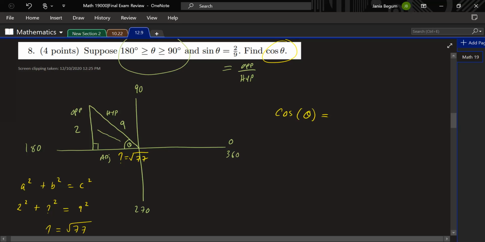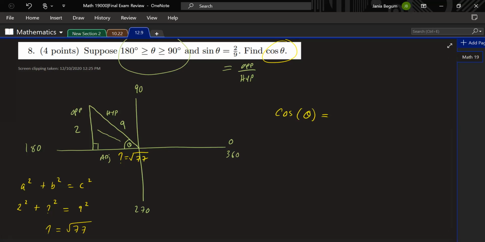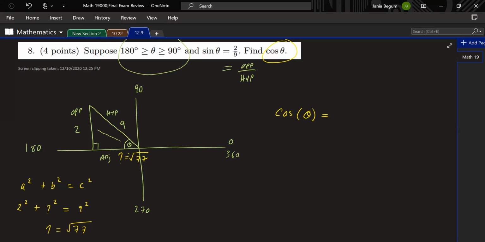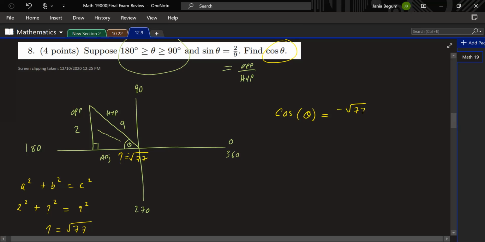Cosine theta, well, cosine is adjacent over hypotenuse. Now keep in mind that your adjacent side is sitting on the negative x direction. So the question mark is actually negative square root of 77, okay? So keep that in mind when you have an angle right on the xy plane, because once you're beyond the first quadrant, some of the sides are going to have a negative sign. So you have to keep that in mind. So cosine is adjacent, which is negative square root of 77 over hypotenuse, that's 9. So there we have our cosine value.